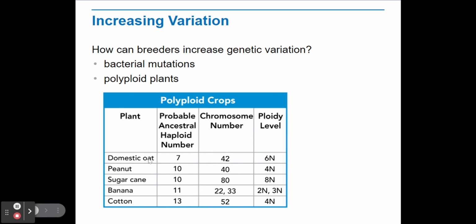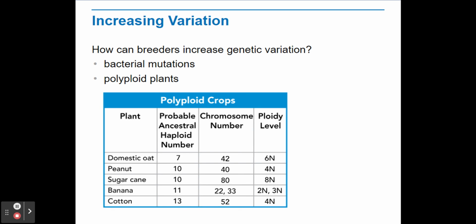So you can see the regular domestic oats. Growing up on the farm, we would do oats. We usually did barley more often than we did oats, but we did oats. The normal haploid number is typically 7, but the chromosome number is 42, because it's a 6N. So if haploid is like half, how many is in a gamete, then 7 times 6 gives you 42. That's how they got the 42. You guys catch me on that?